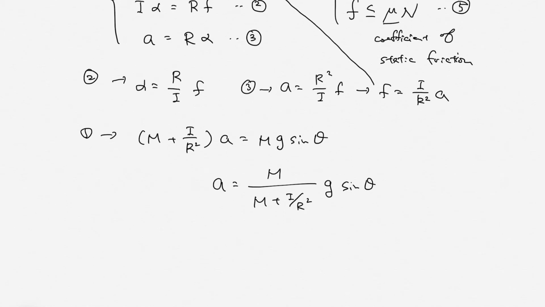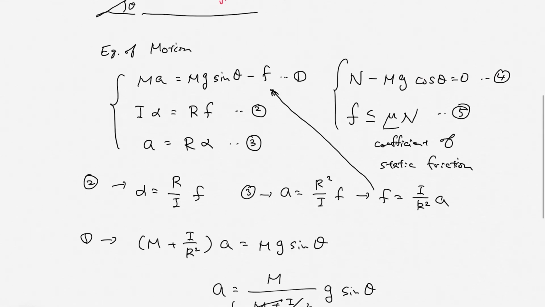Then we consider the rolling sphere. So I is 2 over 5 m R squared. You can substitute this expression here. Then it becomes 5 over 7 g sine theta. So this is the acceleration of the rolling sphere.